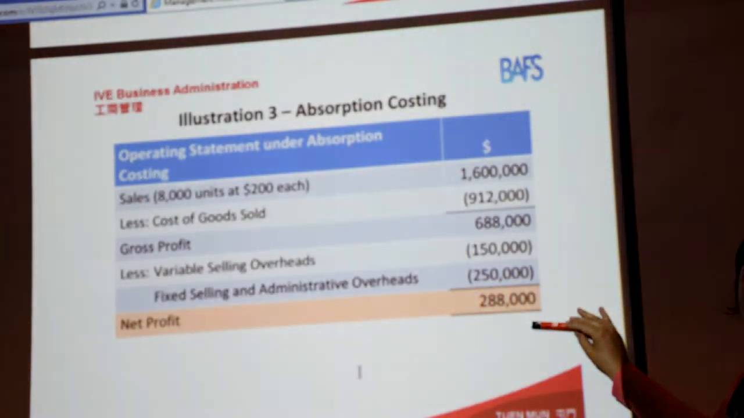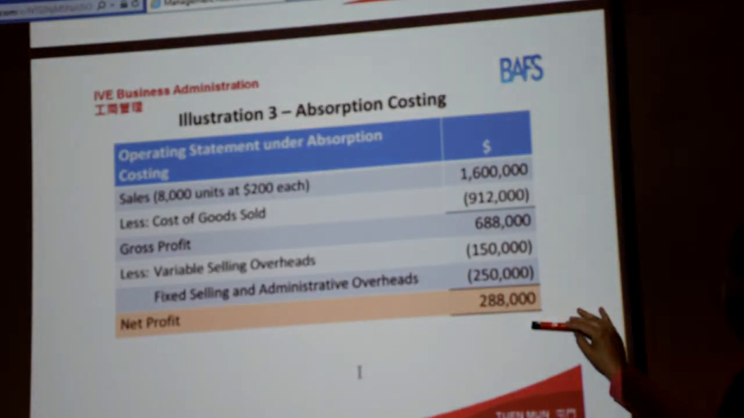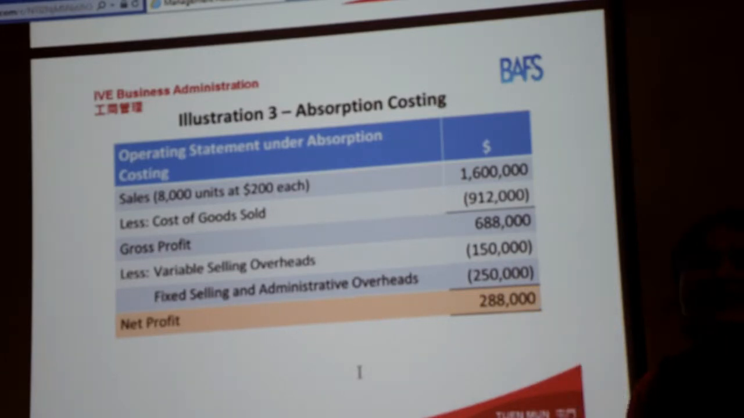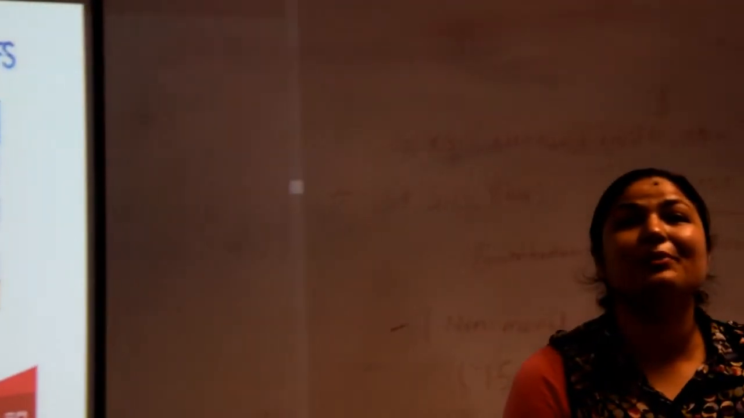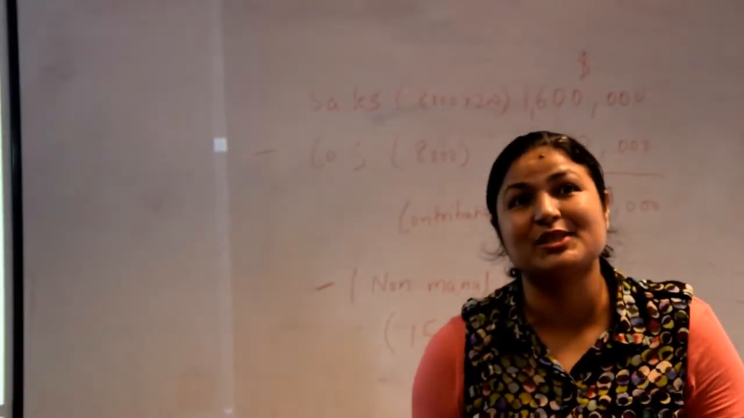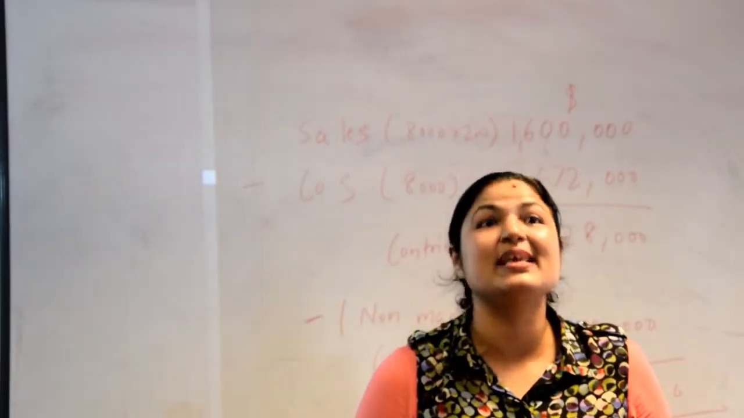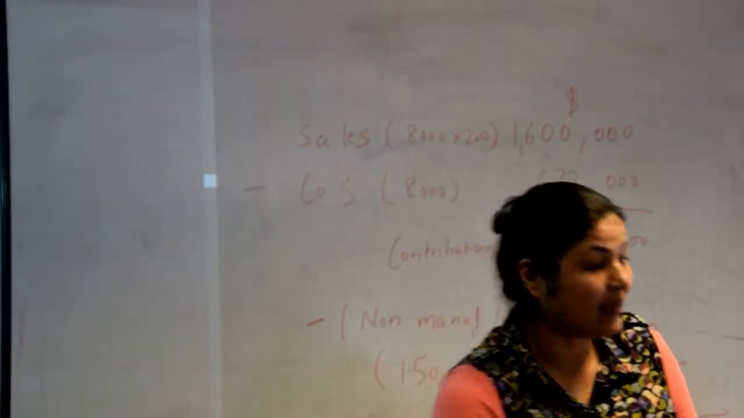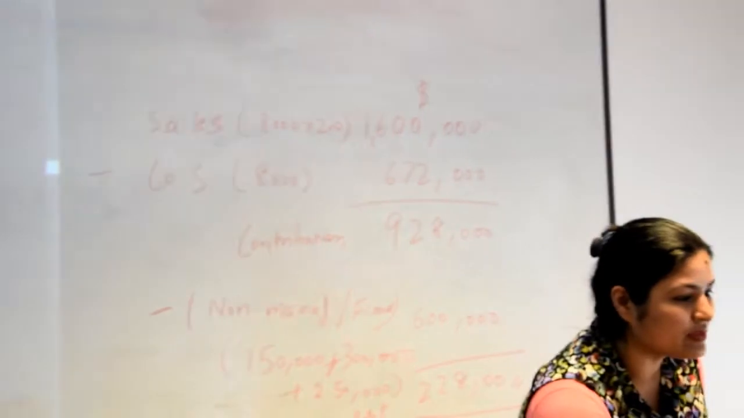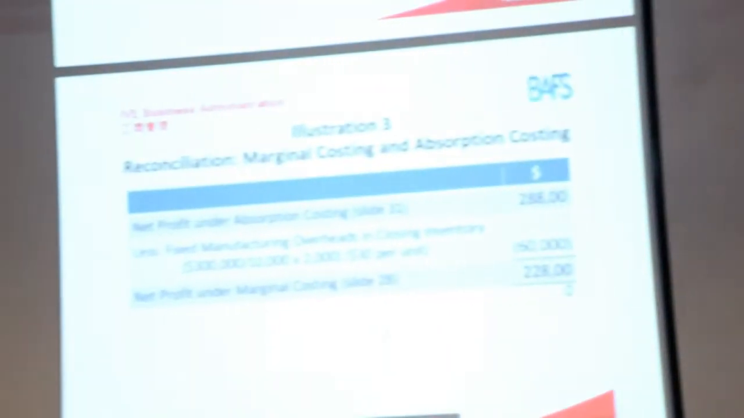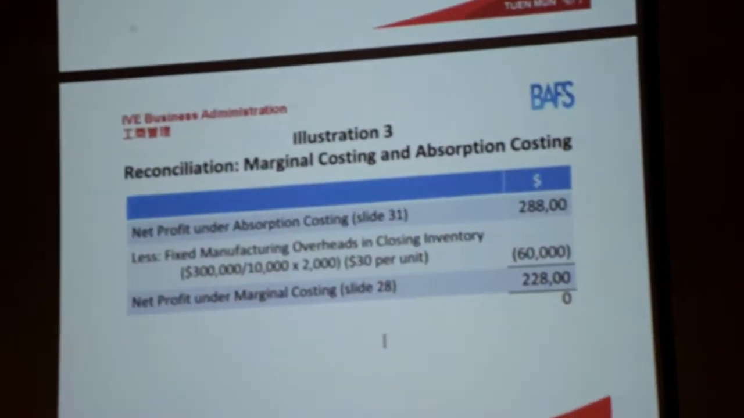So there's a higher figure in absorption costing, absolutely, in comparison to marginal costing. And why specifically is that? That is where people have to reconcile the two statements to understand that there is a difference and why there is a difference. And for doing that, we use the reconciliation of two profits.